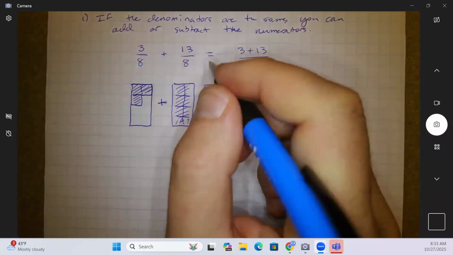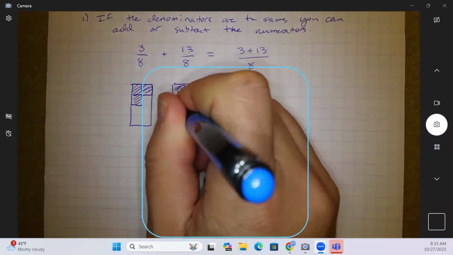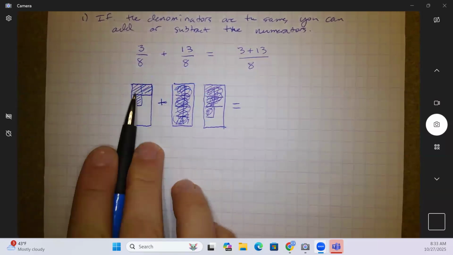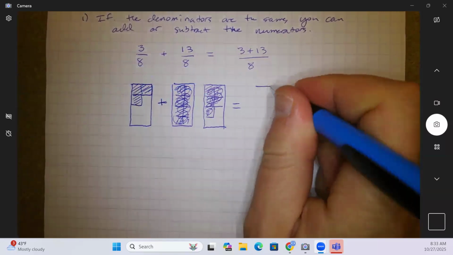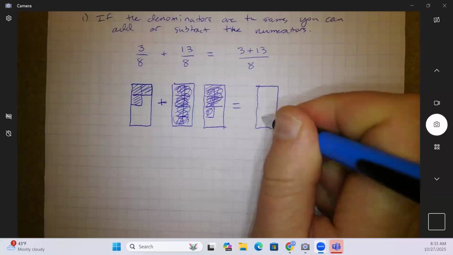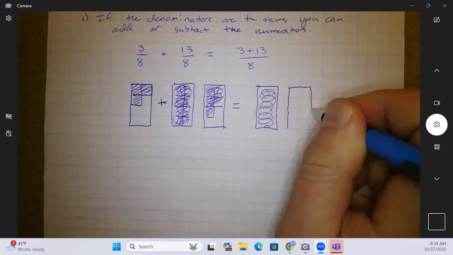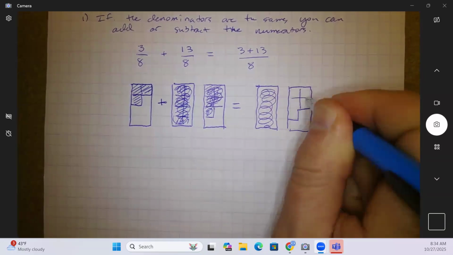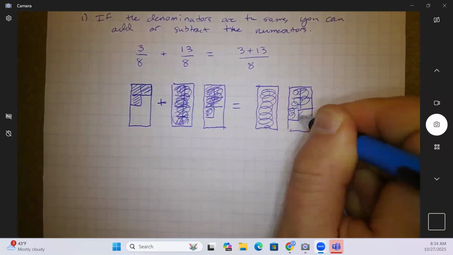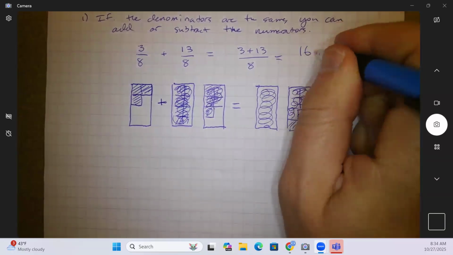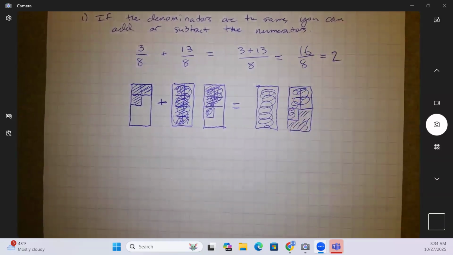I really should use a different pen color. Here, let's do this, just to make clear that that's different. And so I'm going to take these 3/8 and I'm going to fill in the gap. I've got my 8 and the 5 and then those extra 3, right? Which is, oh, it's a total of 16/8, which is actually those 2 whole rectangles. So if your denominators are the same, you can add or subtract the numerators.